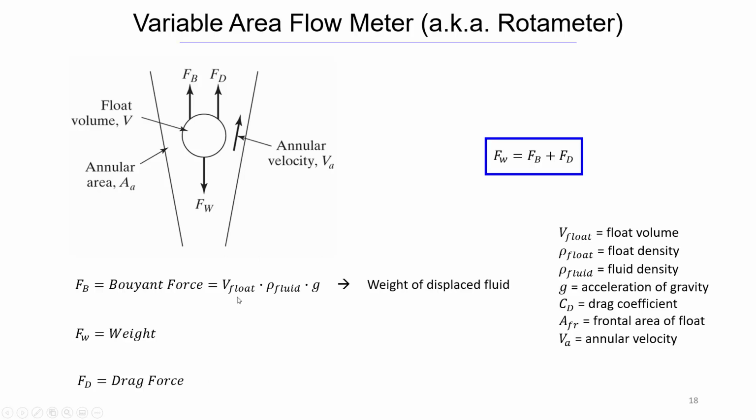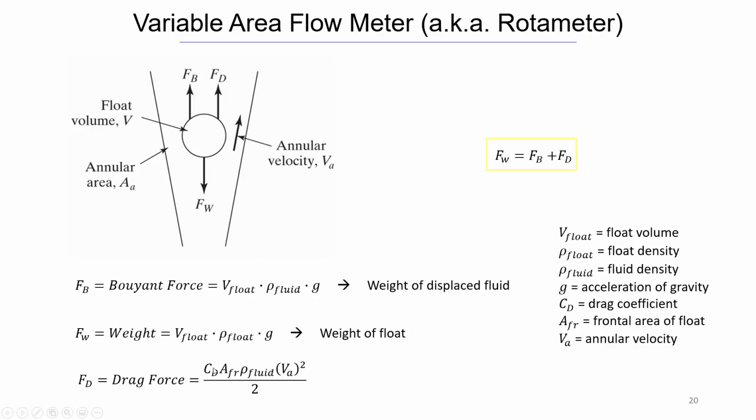So the buoyant force, we have the volume of the float times the density of the fluid times gravity. Remember, a buoyant force is just the weight of the displaced fluid. And then the weight is going to be very similar to that, but this is the weight of the float. So we just change out the density of the fluid that was displaced with the density of the float. And the drag force is the more common one. So we have the drag coefficient, we have the frontal area of the float, we have the density of the fluid, here we have the annular velocity squared, and we divide all that by 2.